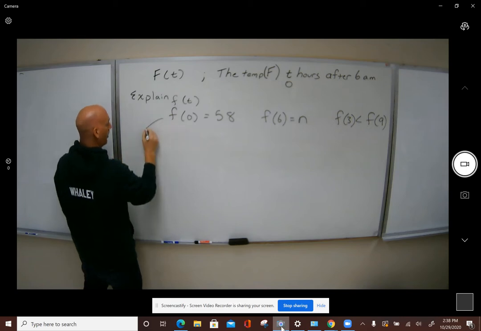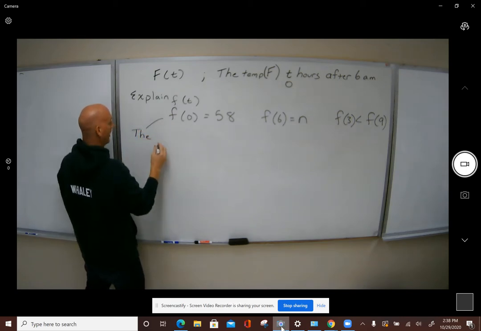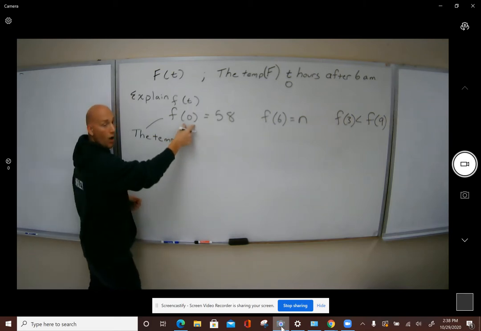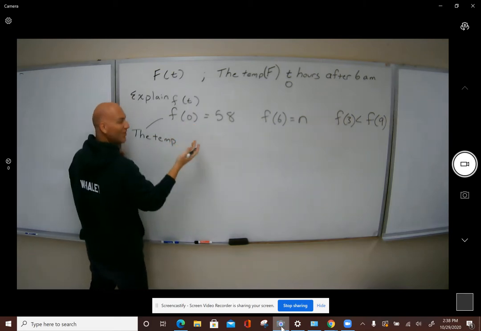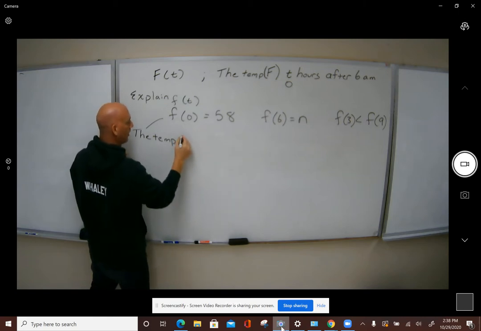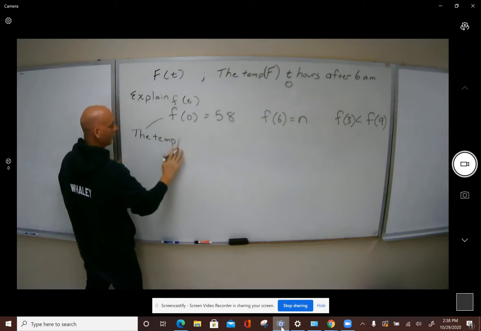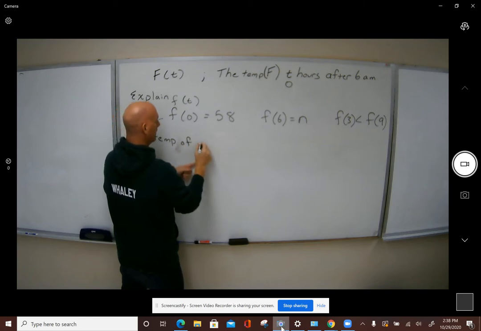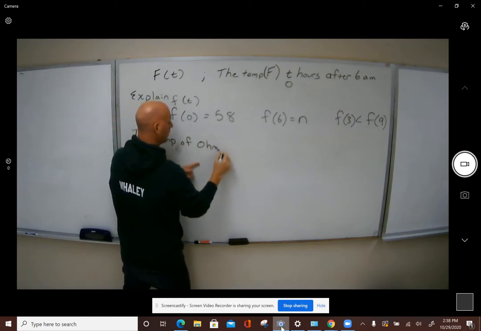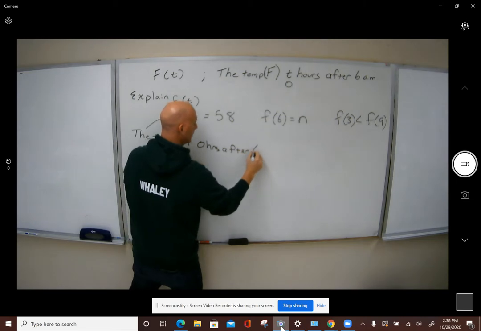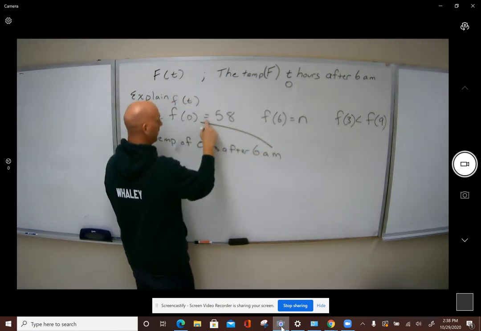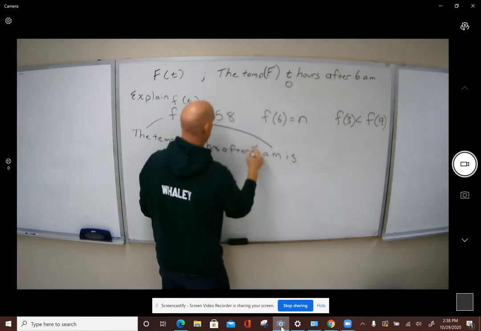So F stands for the outside temperature, or the temp, of, and remember this parenthesis means of. I'm not going to put a slash because I don't want to think division. So the temp of 0 hours after 6 a.m., so that's this part, equals means is 58 degrees.